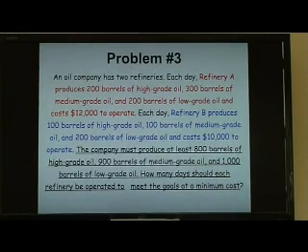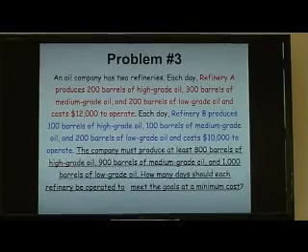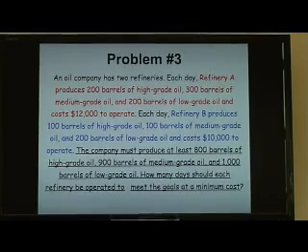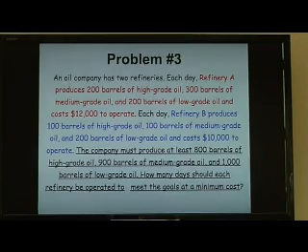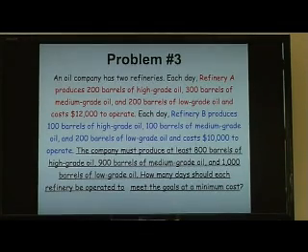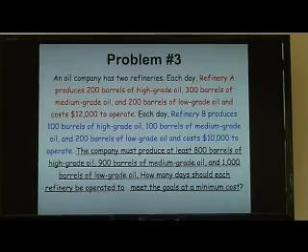Problem 3. An oil company has 2 refineries. Each day, refinery A produces 200 barrels of high-grade oil, 300 barrels of medium-grade oil, and 200 barrels of low-grade oil at a cost of $12,000 to operate. Each day, refinery B produces 100 barrels of high-grade oil, 100 barrels of medium-grade oil, and 200 barrels of low-grade oil, and costs $10,000 to operate. The company must produce at least 800 barrels of high-grade oil, 900 barrels of medium-grade oil, and 1,000 barrels of low-grade oil. How many days should each refinery be operated to meet the goal of minimum cost?